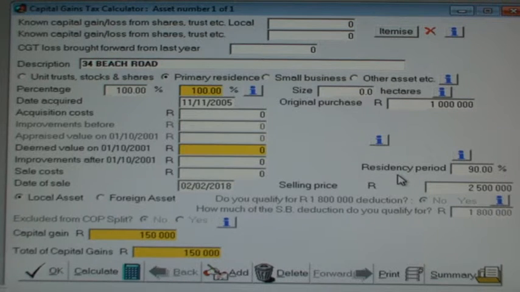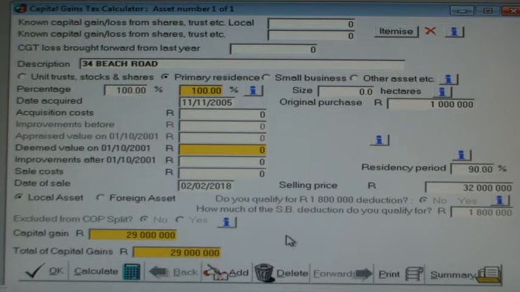Let's have a look at a case where we made a bigger profit. I'm going to change the sale price to 32 million. With a selling price of 32 million, here you can see that the residency period of 90% times the profit of 31 million is more than the 2 million rand primary residence exclusion. So our capital gain is the profit of 31 million less the 2 million rand primary residence exclusion as normal.